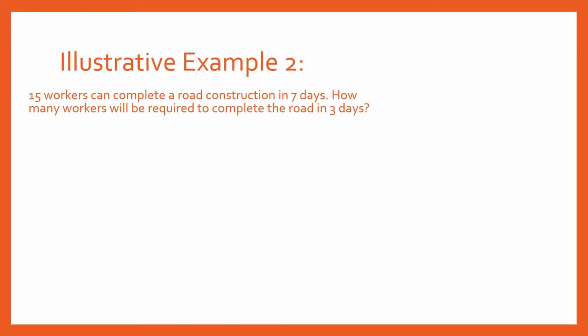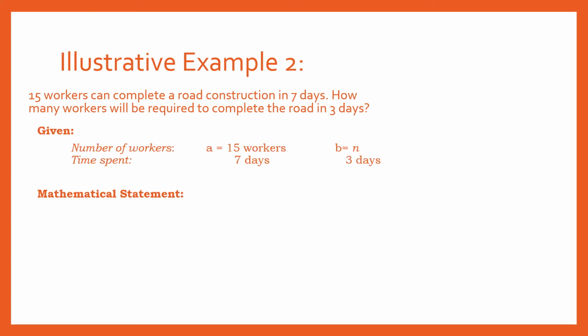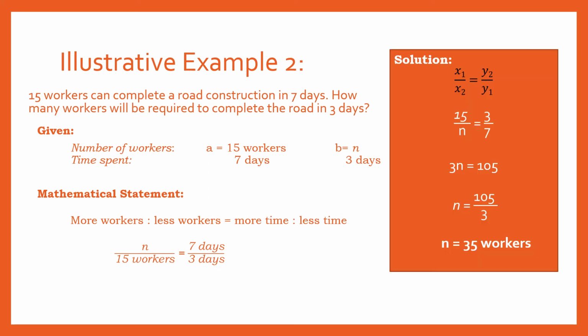Another example that we have here is 15 workers can complete a road construction in 7 days. How many workers will be required to complete the road in 3 days? These are the given, and this is the mathematical statement for this. Now let us solve the problem by using this formula: x sub 1 over x sub 2 is equal to y sub 2 over y sub 1. Now let us substitute. 15 over n is equal to 3 over 7.